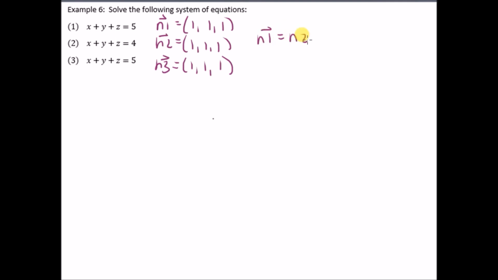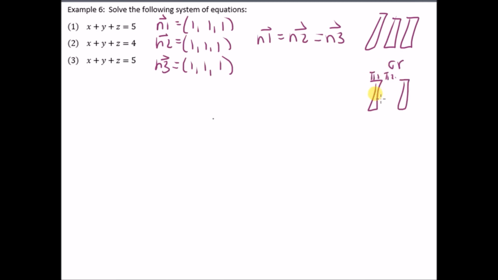Okay, let's solve for this system of equations. Let's check n1, 1, 1, 1, n2, 1, 1, and 1, and then n3, I get 1, 1, and 1. This is beautiful. n1 equals n2 equals n3. So minimally, these three planes are parallel, okay? Or two of the planes can lie on top of one another, so pi 1 and pi 2, and the third plane can be parallel.